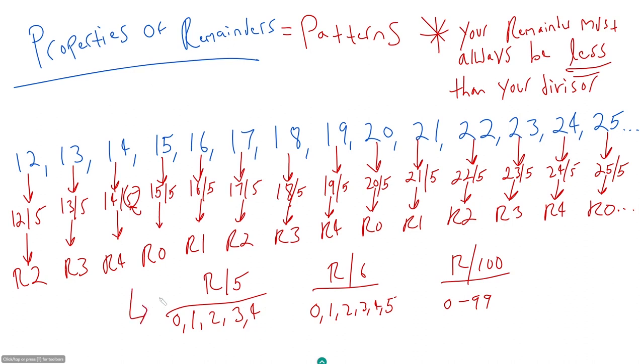And so not only does your remainder have to always be less than your divisor, the number of possible remainders is always going to be equal to your divisor. And that is because, don't forget the zero.